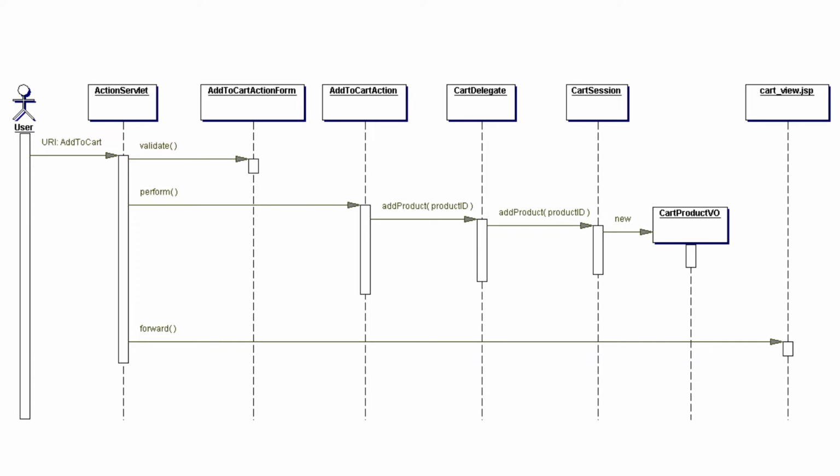Okay, can we run through the code and make sure everything's up to snuff? I still don't quite understand how this all works. I've only been here for a year, after all. Yeah, it's simple. Let's say on add to cart. Add to cart calls the action servlet, and that calls validate in the add to cart action form. Right. And then that calls perform in the add to cart action. Okay. And then that calls the cart delegate add product, and then that calls the cart session EJB add product, which creates a new VO, value object, and then that forwards to a JSP, just like six layers.